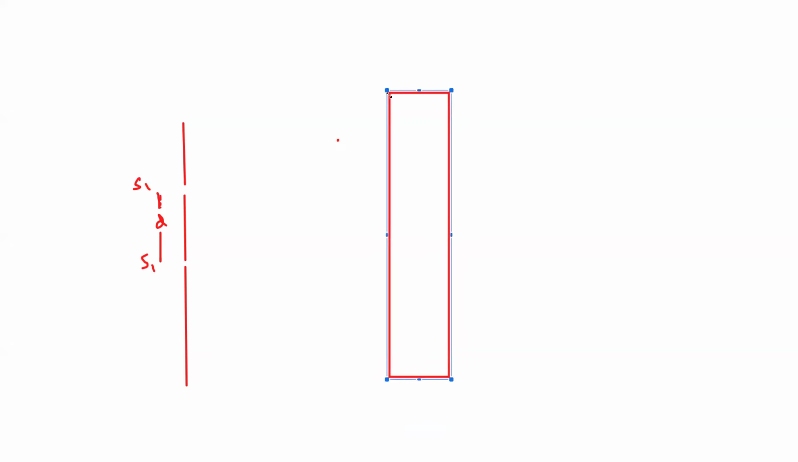For example, we have two slits, slit one and slit two, which are separated by a distance d, or you can also use the letter a for this distance. So this is d. And we are observing the interference pattern on the screen, the maxima and the minima. We have a central maxima, then we have minima.